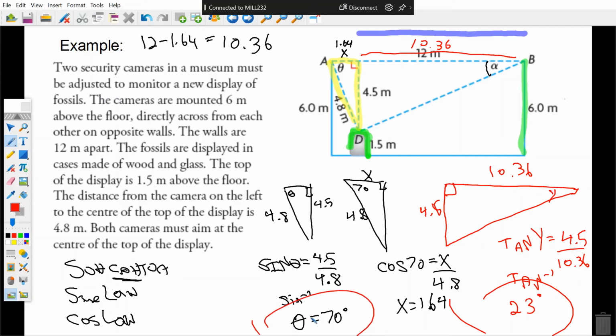Okay? 4.5 divided by 10.36, you get 0.43436. Second function, tan, 23.478. Did you get that? All right.